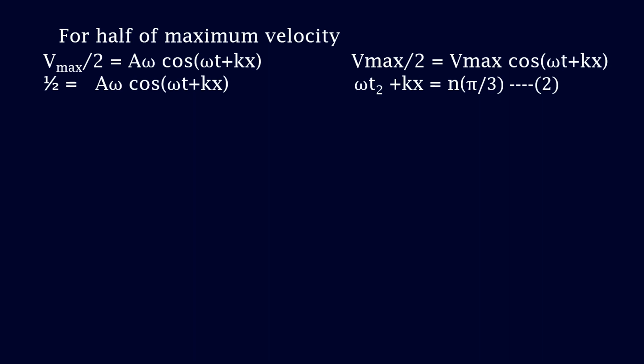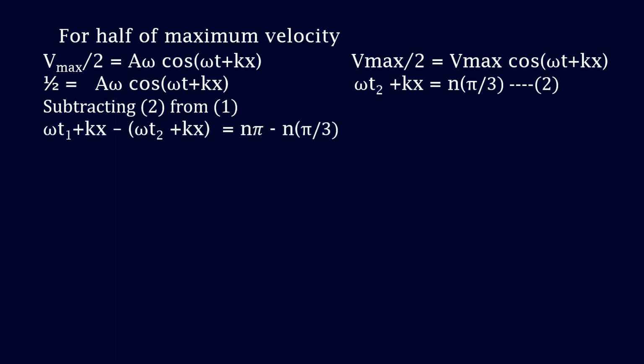To get the value of cos as half, we should have omega t2 plus kx equal to n times pi by 3. Now we have two equations. The first is omega t1 plus kx equals n pi for maximum velocity, and the other is omega t2 plus kx equals n times pi by 3 for half of the maximum velocity. By subtracting the half velocity phase from the maximum velocity phase, we get omega t1 plus kx minus omega t2 minus kx equals n times (pi minus pi by 3).